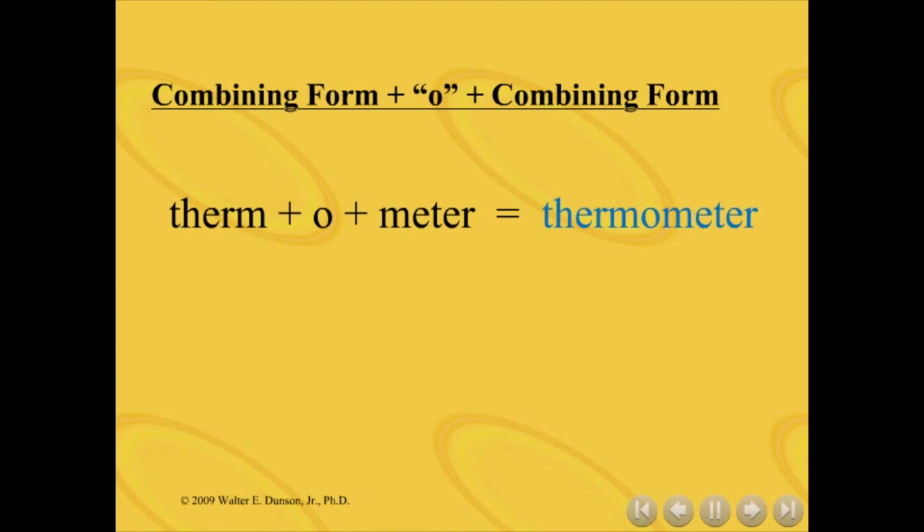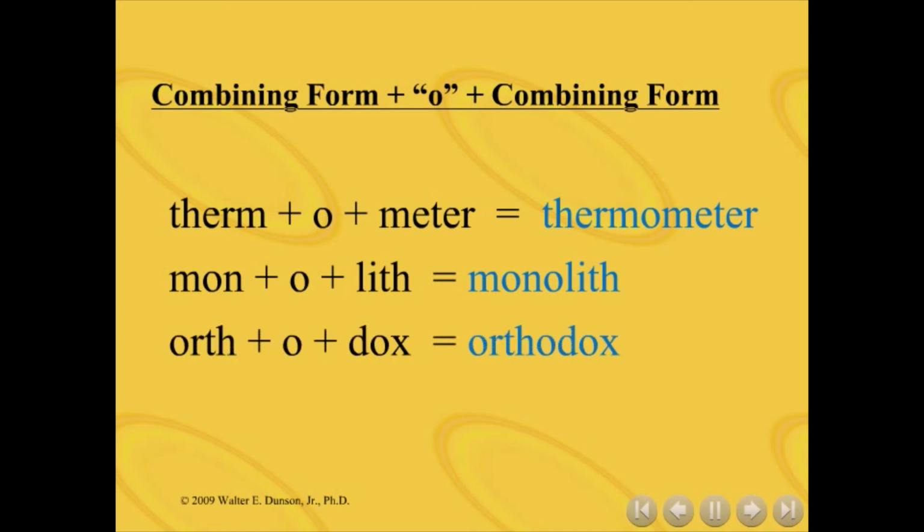A thermometer measures heat. We have mon, which means one, O, and lith, which means stone. We get monolith, which is one giant stone. Or we have orth, which means straight, plus the connective O, plus dox, which means belief. Combine them, we get orthodox, straight beliefs.